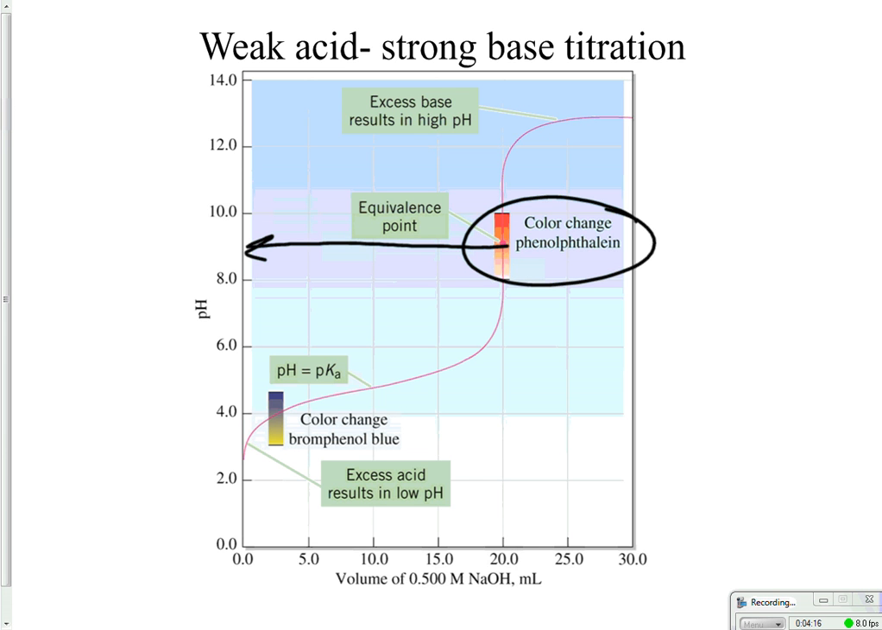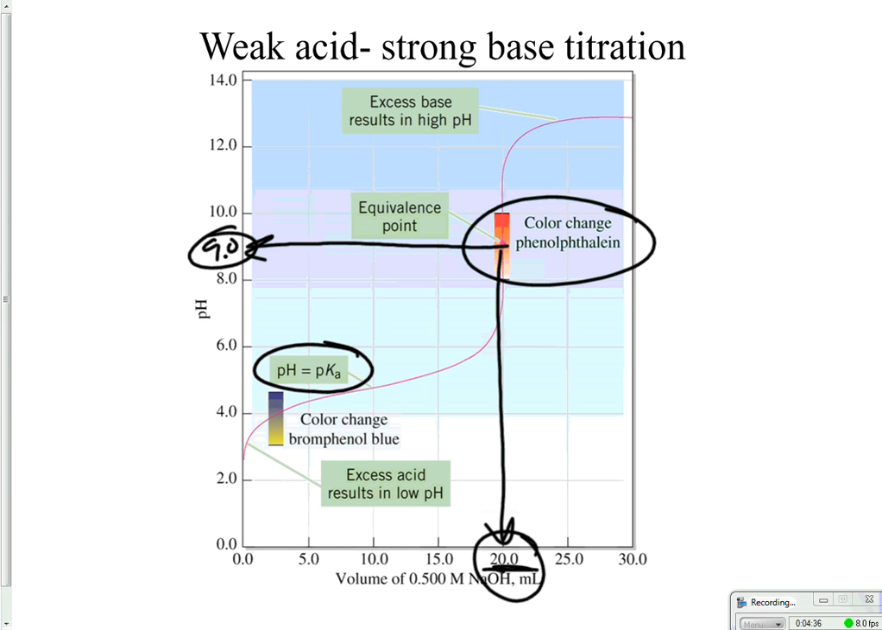Notice I can read on the bottom of it. I know exactly the volume at equivalence. In this case, it would take 20 milliliters of NaOH to reach equivalence, and my pH at equivalence is going to be somewhere around 9.0, reading off the chart. So those are two key things we can read off the graph. Another thing I need to be aware of is halfway to equivalence. If equivalence is 20, that means at 10, pH equals pKa. And you need to be able to identify that on the graph as well.